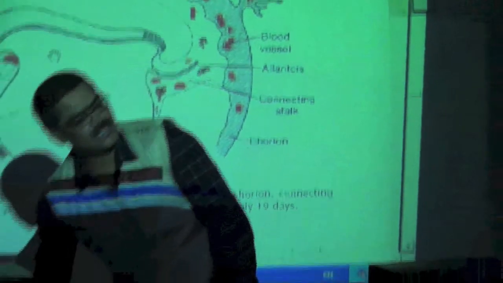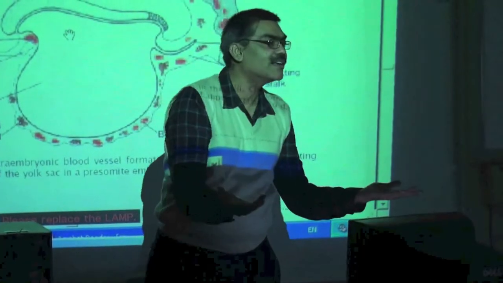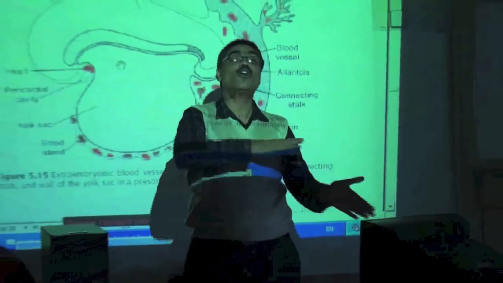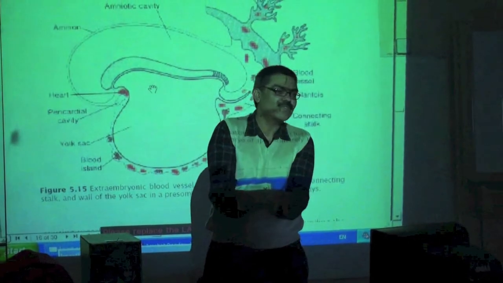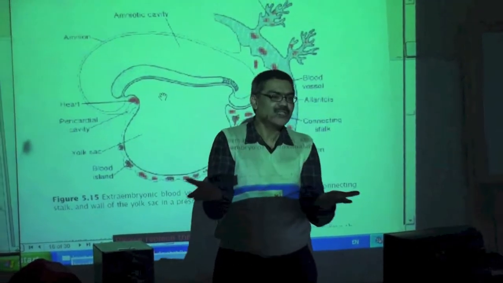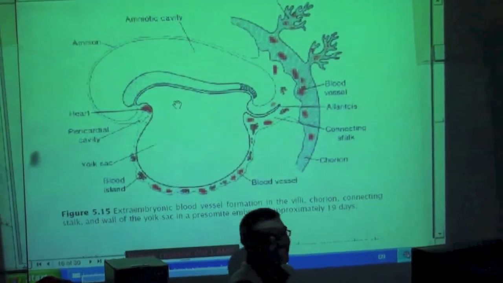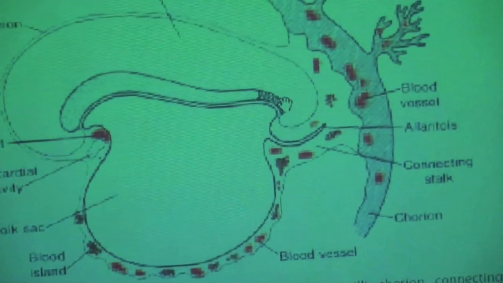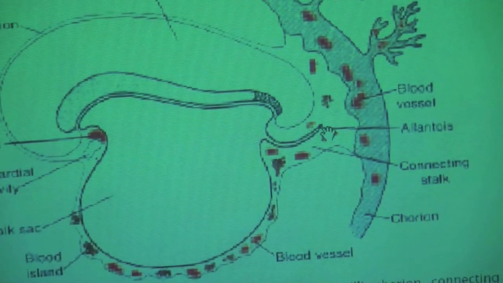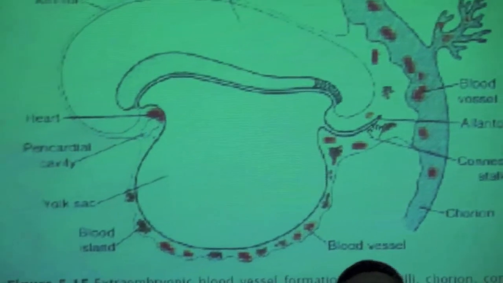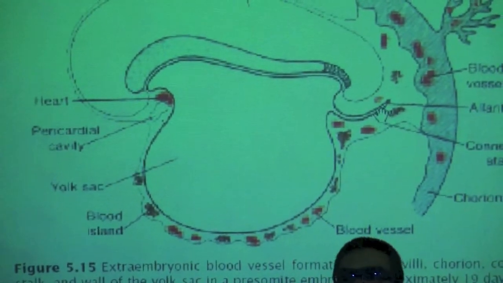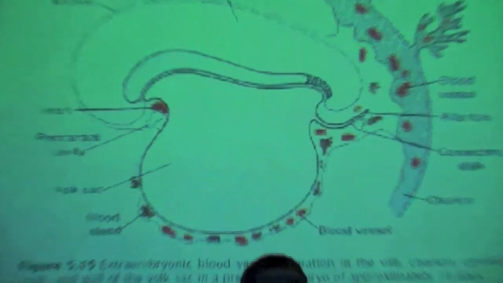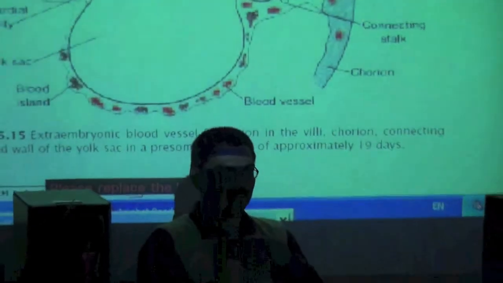Now this allantois, where does it come from? From the posterior wall of the yolk sac. Where does it go? Inside the connecting stalk. You can see in this picture that this is the connecting stalk, extraembryonic mesoderm, and within the connecting stalk is going the allantois, from the posterior wall of the secondary yolk sac. Is it clear? Now, this allantois has no function in humans.